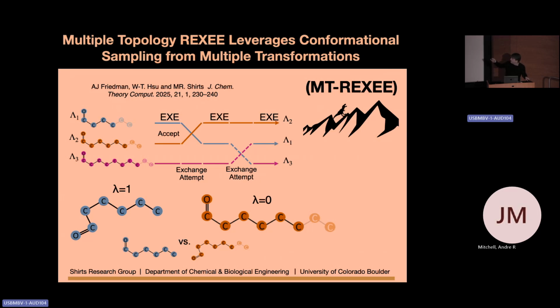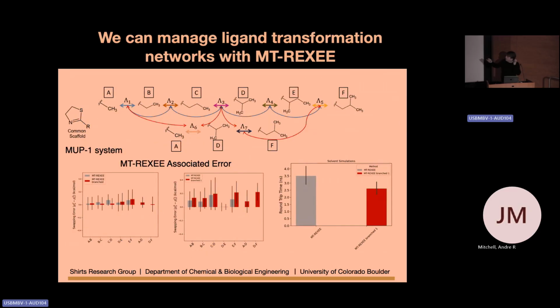The TRX is now on the mountain. It's demonstrated. And so we can run full ligand transformation networks with this. In the MUP1 system, there are different ways of doing it: the multi-topology replica exchange versus standard replica exchange. We get all the same answers within numbers. And the round trip time to go over all of these.